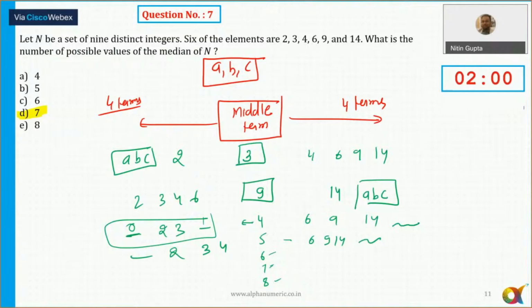So tell me, should we discuss it right now, or will you do it when you are writing XAT 2011 as a sectional test, 2012 as a sectional test, and 13, 14, 15 also as a sectional test? That is what I'll advise. Tell me, what do you want?